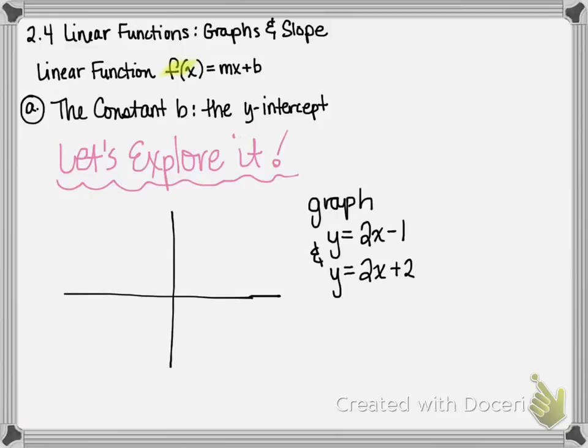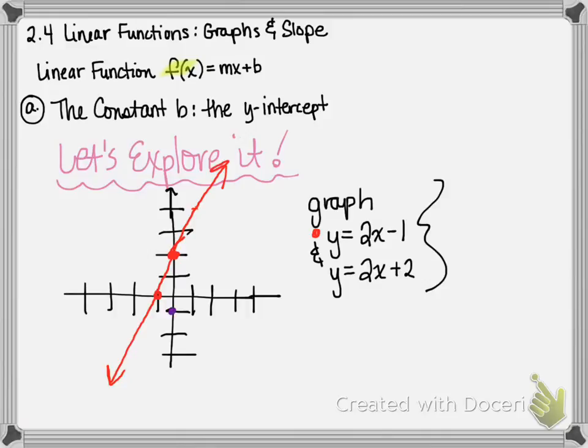So let's graph these two functions. Pause the video and graph these two functions. We got the first one graphed. We're going to start the second one. The red one is 2x plus 2. The purple one is going to be 2x minus 1. Negative 1 is its y-intercept, so I'm going to go up 2 over 1 to take care of the slope.